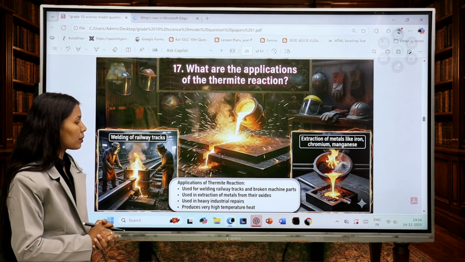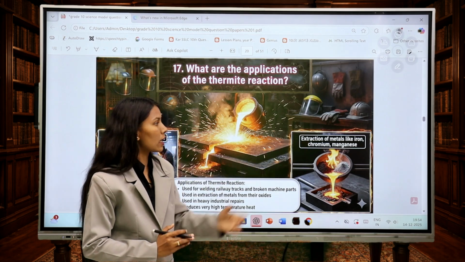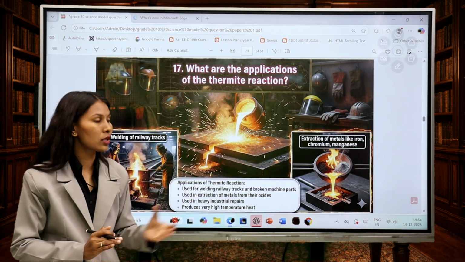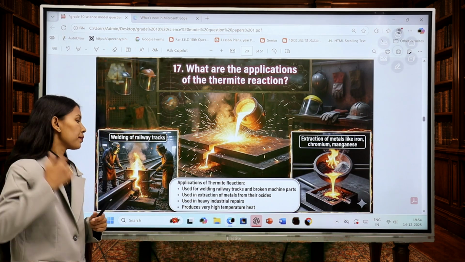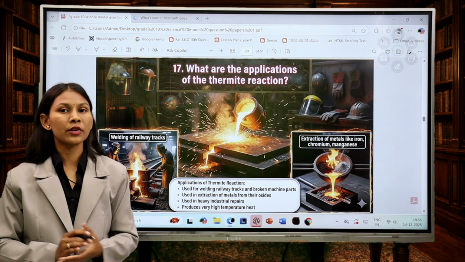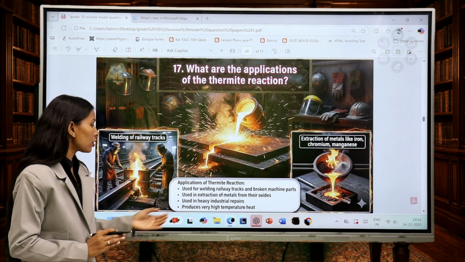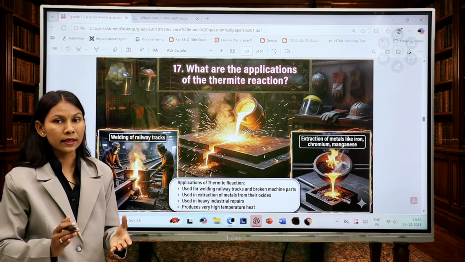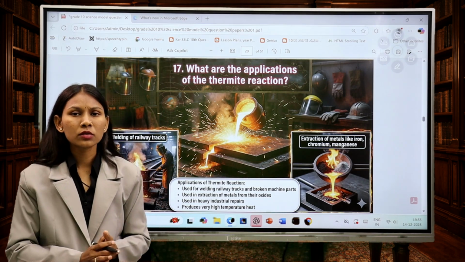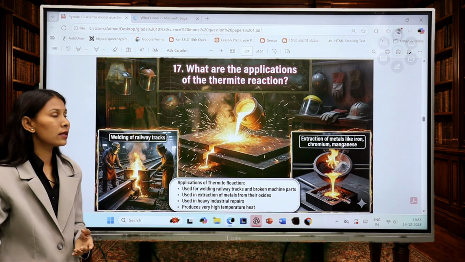Used in extraction of metals from their oxides. As you can see here, extraction of metals like iron, chromium and manganese. Here the thermite reaction is used. Used in heavy industrial repairs. So this thermite reaction is used in heavy industrial repairs. It produces very high temperature heat, means thermite reaction is nothing but it produces heat only. So there are a number of applications for this. Let's go to the next question.